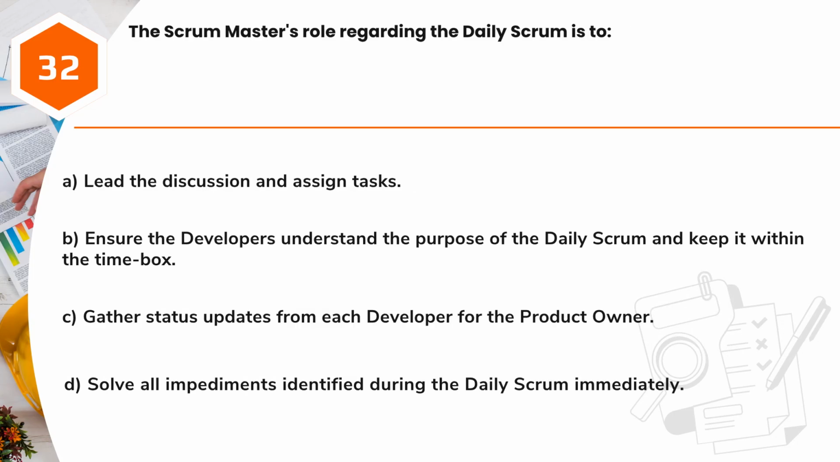Question 32. The Scrum Master's role regarding the daily Scrum is to: A. Lead the discussion and assign tasks. B. Ensure the developers understand the purpose of the daily Scrum and keep it within the time box. C. Gather status updates from each developer for the product owner. D. Solve all impediments identified during the daily Scrum immediately.